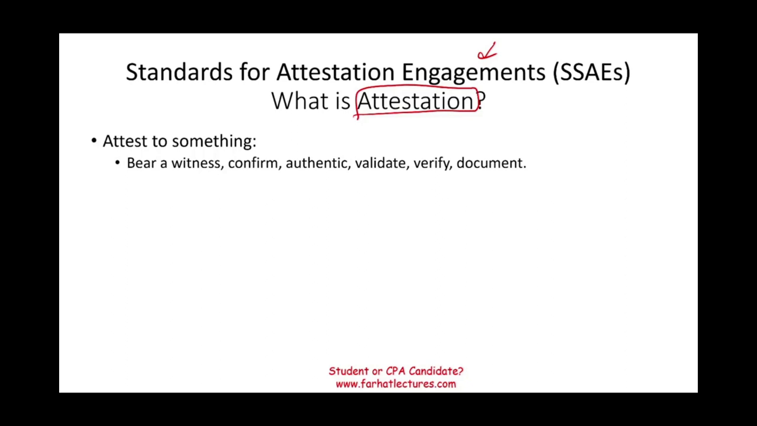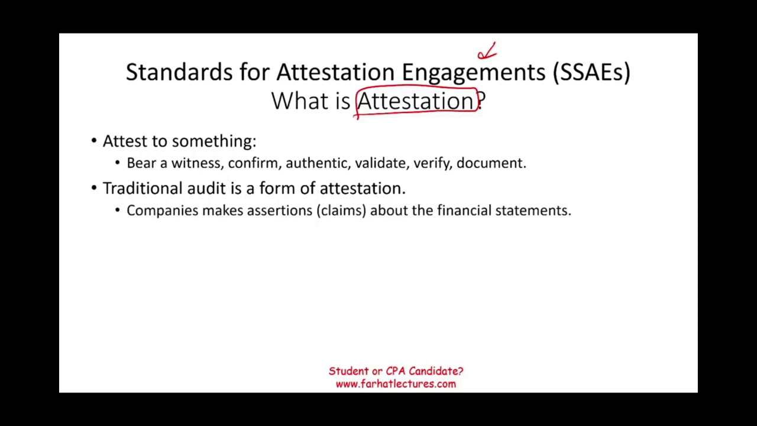We should be familiar with the term attestation because the traditional audit is a form of attestation. What are we doing when we perform a financial statement audit? Management makes assertions, makes claims about the financial statements, about the presentation of the financial statements, about the disclosure of the financial statements. Our job is to attest to that claim. And we follow a criteria called GAAP, and we follow tools called generally accepted auditing standards to find out whether those claims are as they claim to be.